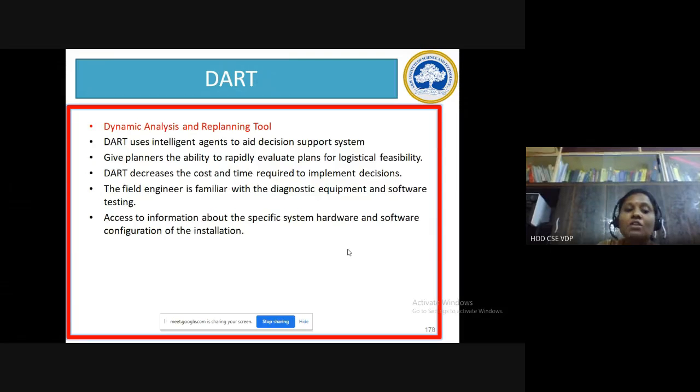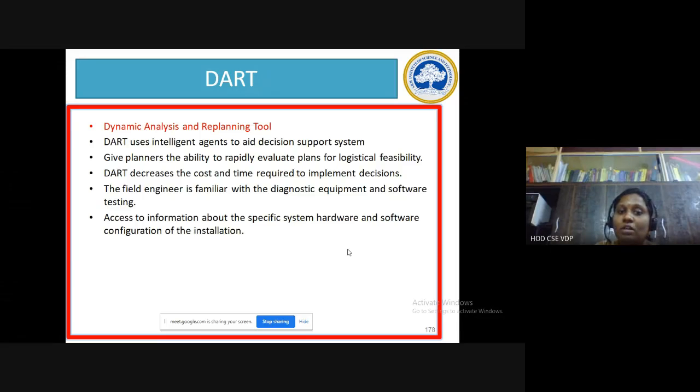Okay, so again for this, the backend is fed by all the information that would be aiding you towards the development of the expert system, right? So DART's full form is Dynamic Analysis and Replanning Tool, right? So this is for computer diagnostics and software testing.